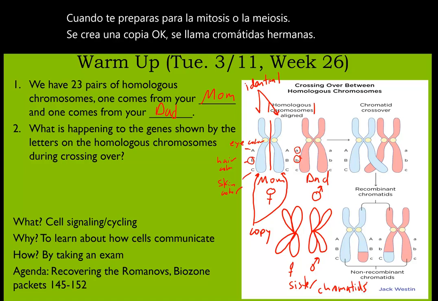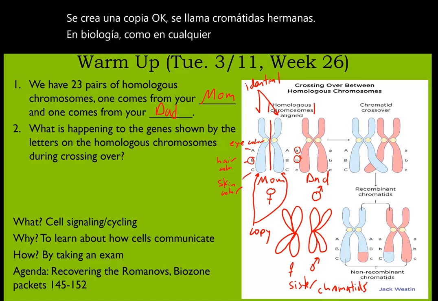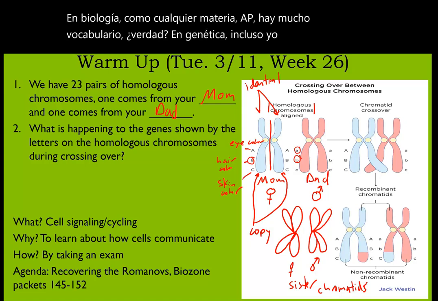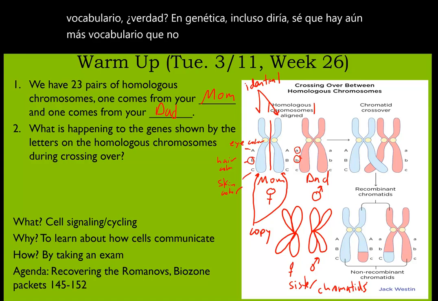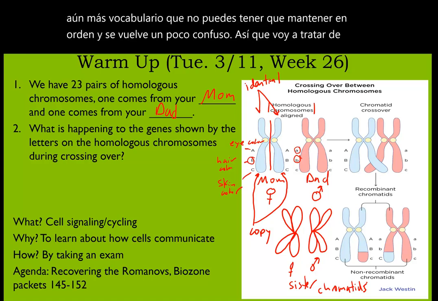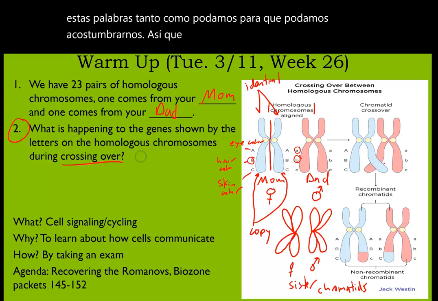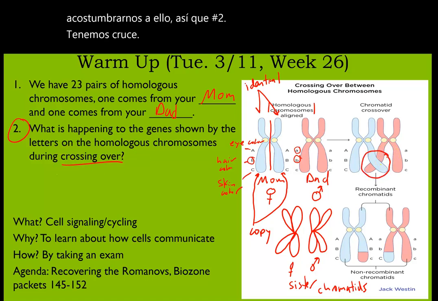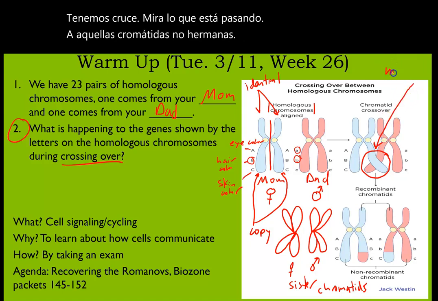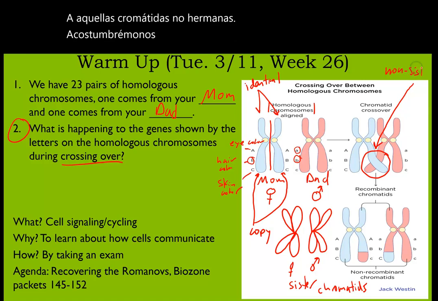In biology, like any AP subject, there's lots of vocabulary, right? In genetics, I would argue there's even more vocabulary that you kind of have to keep straight, and it gets kind of confusing. So I'm going to try to use these words as much as we can so we can get used to it. So number 2, we have crossing over. Look at what's happening to those non-sister chromatids. So let's get used to that word, non-sister chromatids.